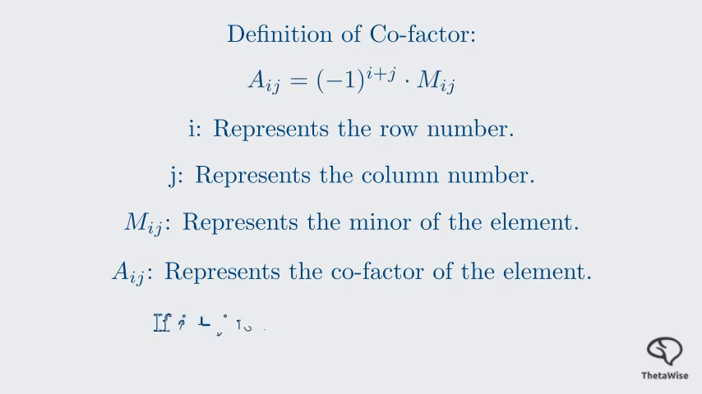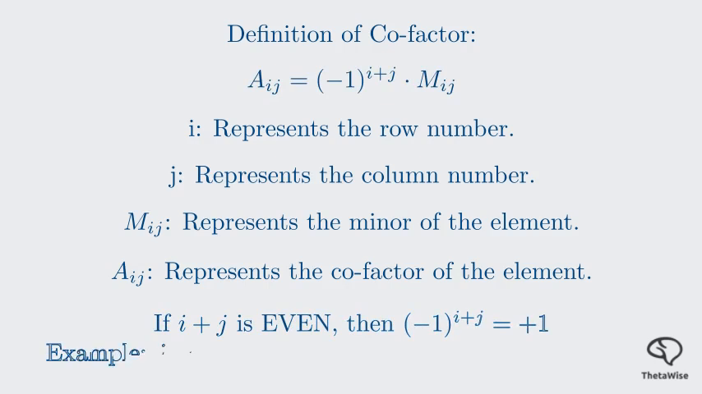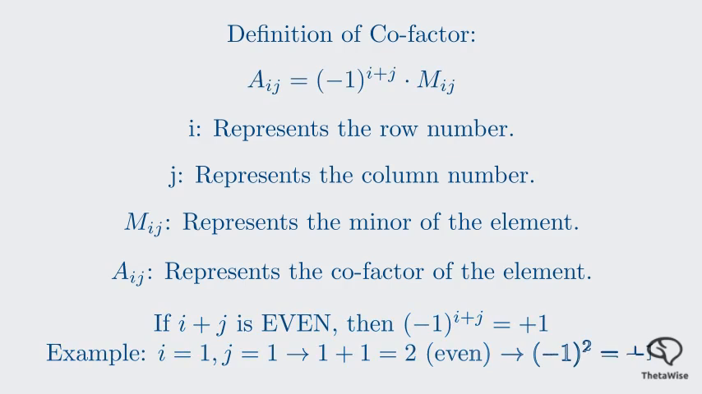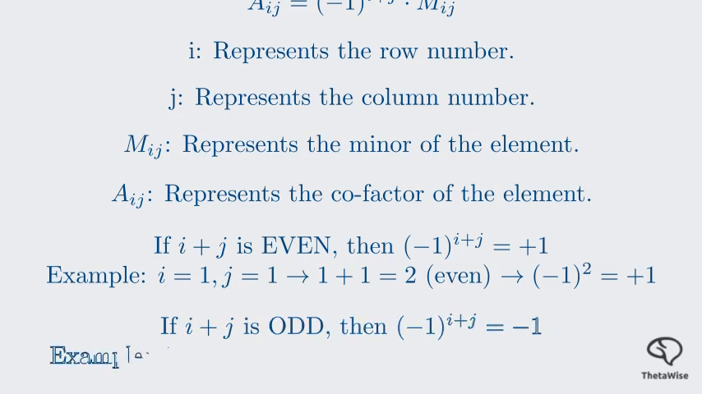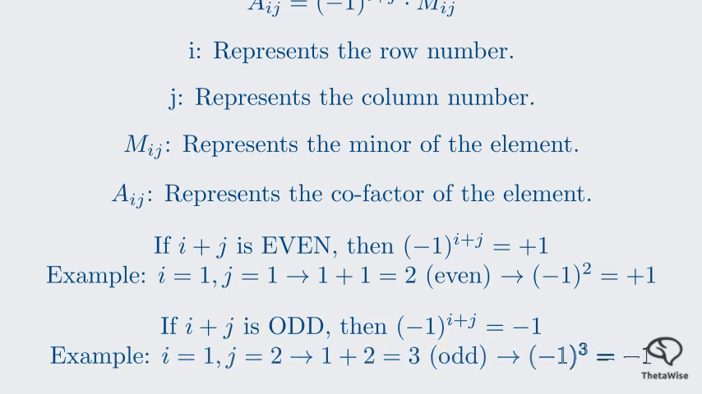If the sum i plus j is an even number, like 2 or 4, then -1 raised to that power is +1. This gives us a positive sign for our cofactor. If, on the other hand, the sum i plus j is an odd number, like 3 or 5, then -1 raised to that power is -1. This results in a negative sign for our cofactor. This is why it's called a signed minor.